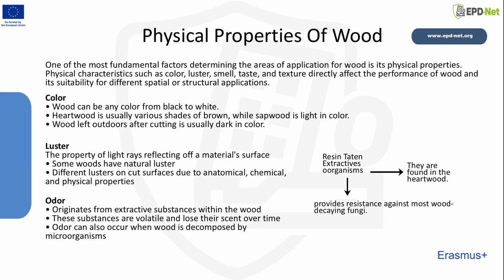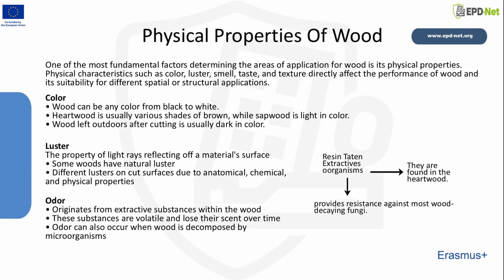One of the most fundamental factors determining the application areas of wood is its physical properties. Characteristics such as color, luster, smell, taste, and texture directly affect both performance and suitability for different architectural uses. Color can vary widely, from very light tones to dark brown or almost black, depending on species, age, heartwood, sapwood, and environmental exposure. Heartwood is usually darker, while sapwood is generally lighter.